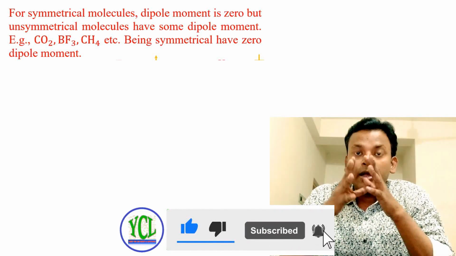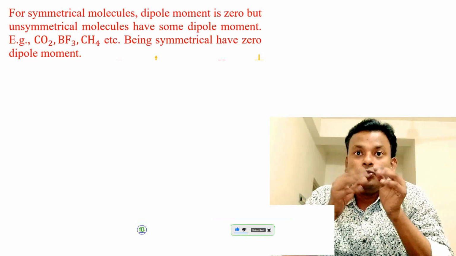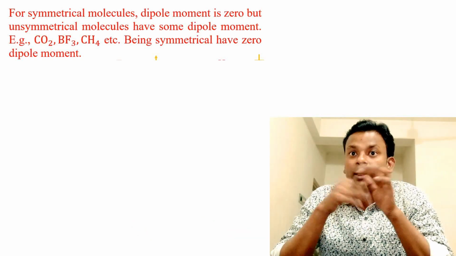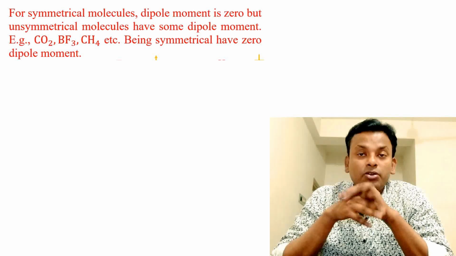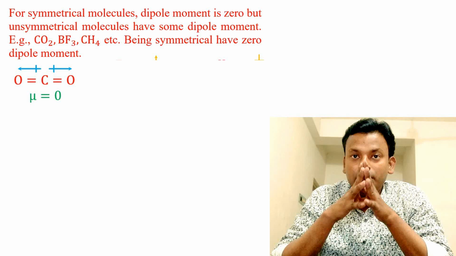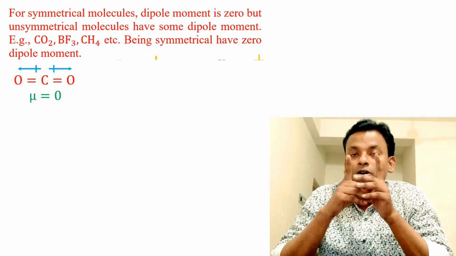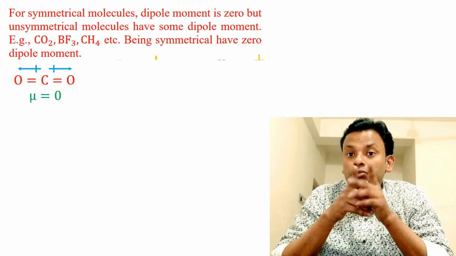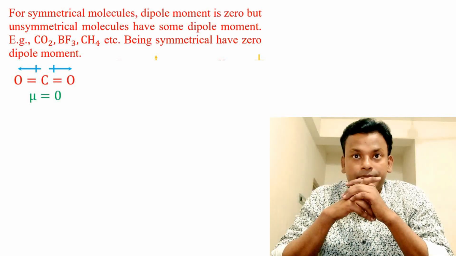For example, carbon dioxide CO2, BF3, CH4, etc., being symmetrical, have zero dipole moment. That is, the carbon dioxide dipole moment is zero. Carbon is positively charged, oxygen is negatively charged. Dipole moment indicates positive towards the negative.